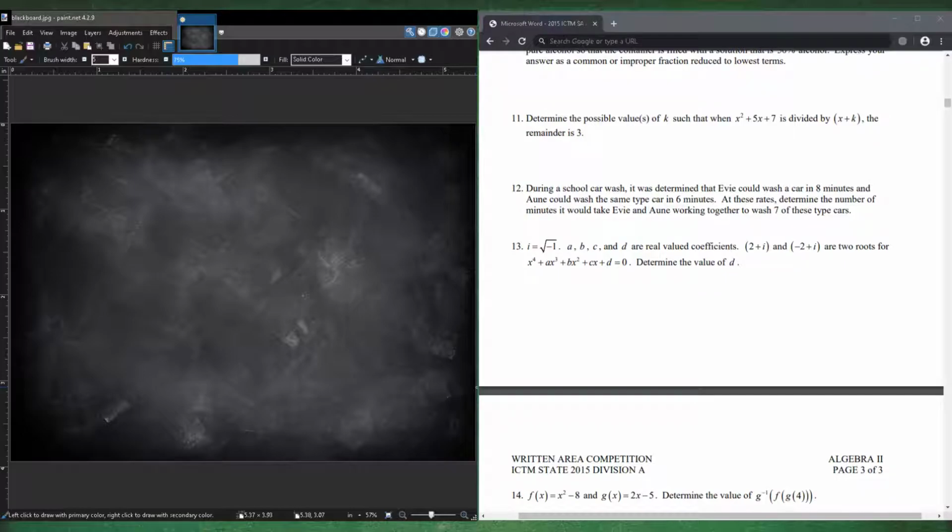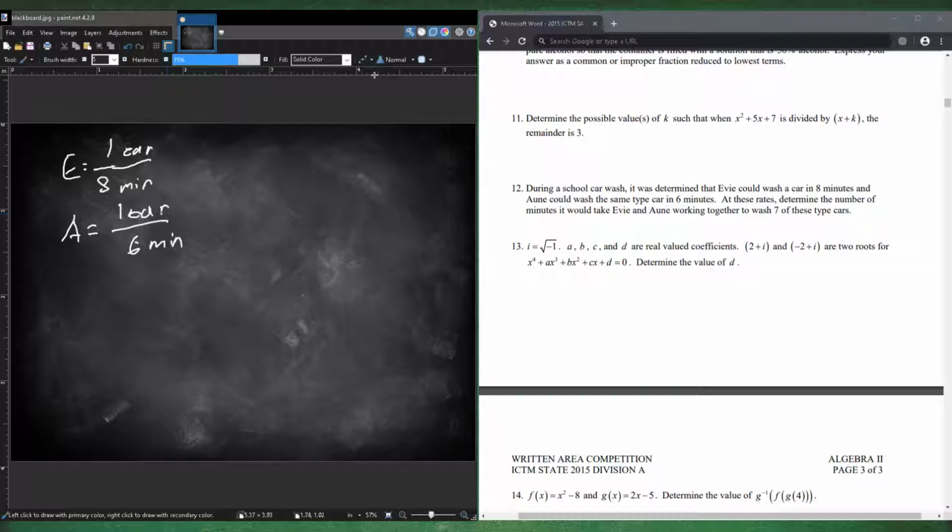Okay, number 12. During a school car wash, it was determined that Evie could wash a car in 8 minutes. So she washed one car in 8 minutes. So one car in 8 minutes. That's Evie's rate. And Un's rate is same car, so one car in 6 minutes.